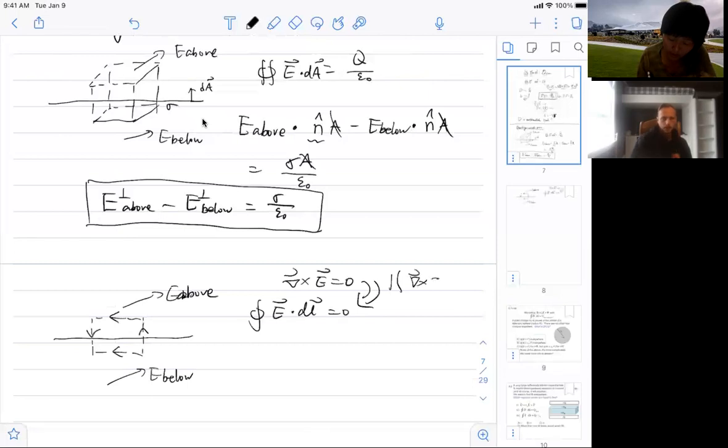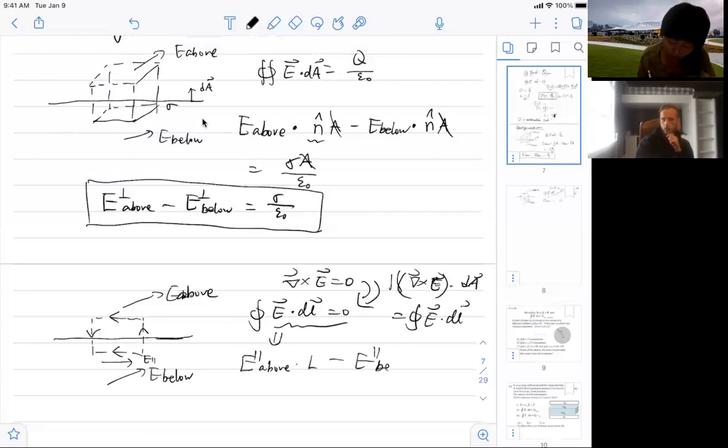Stokes' theorem says the curl of E dot dA is the line integral of E dl. So the line integral of E dl is always 0. If you evaluate your E dl, you can see this will pick out the parallel component of E, right? Because dl is parallel to your surface. So you need E parallel above times the length L minus E parallel below times length L equals 0. So this will tell you the parallel component of E is always continuous.